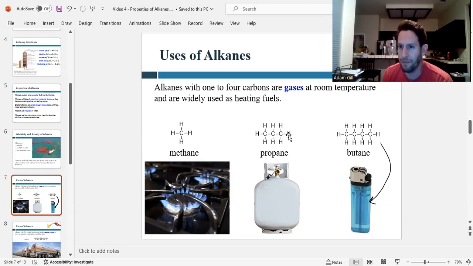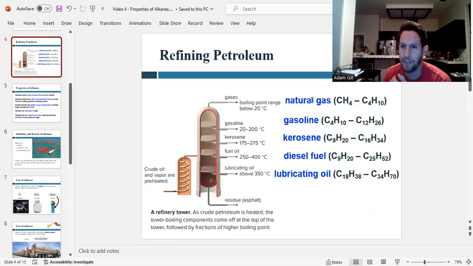Whereas propane with 1 fewer carbon wants to be a gas even more so. And so you need a steel canister to keep it highly pressurized to keep it in the liquid phase. So just 3 examples of simple alkanes that are fractions of natural gas.